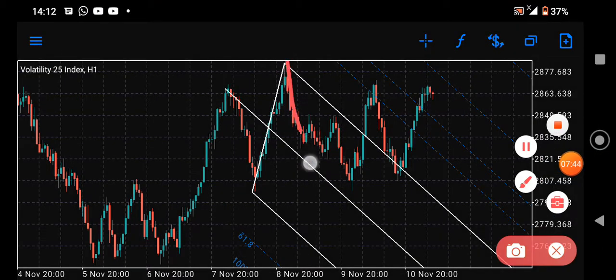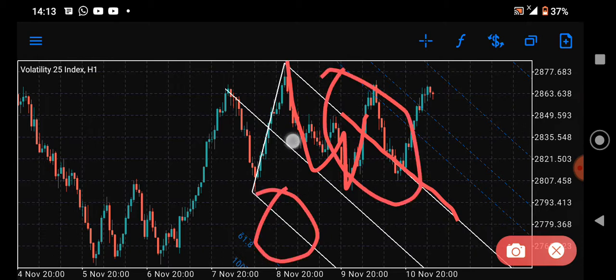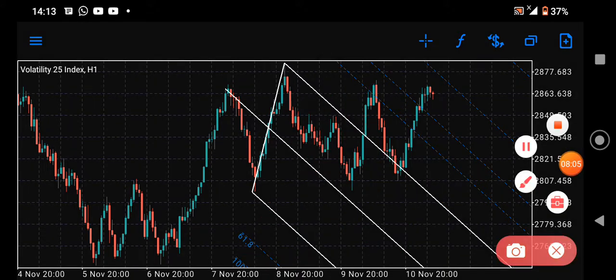Connected here, price sold, it broke out of this line. If you want to trade breakout and retest, the only lines I will advise you to consider are the upper line and the lower line. Don't ever use the middle line for breakout and retest. So price broke out here, came to retest.